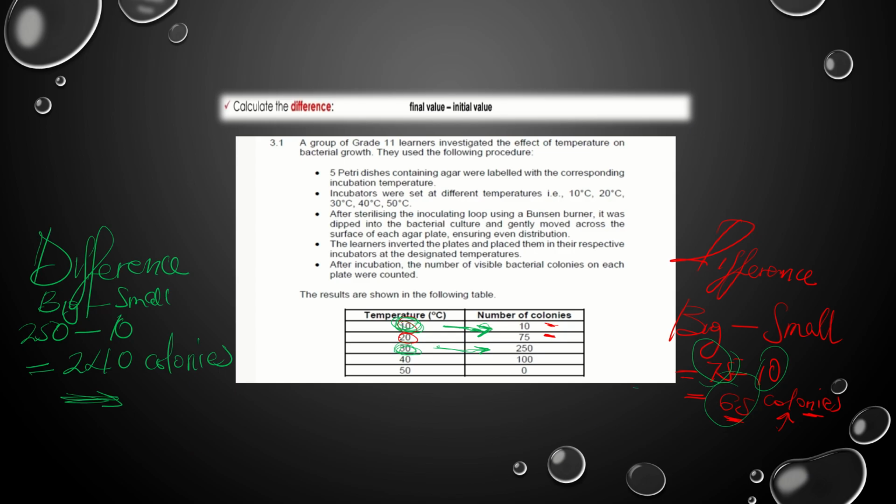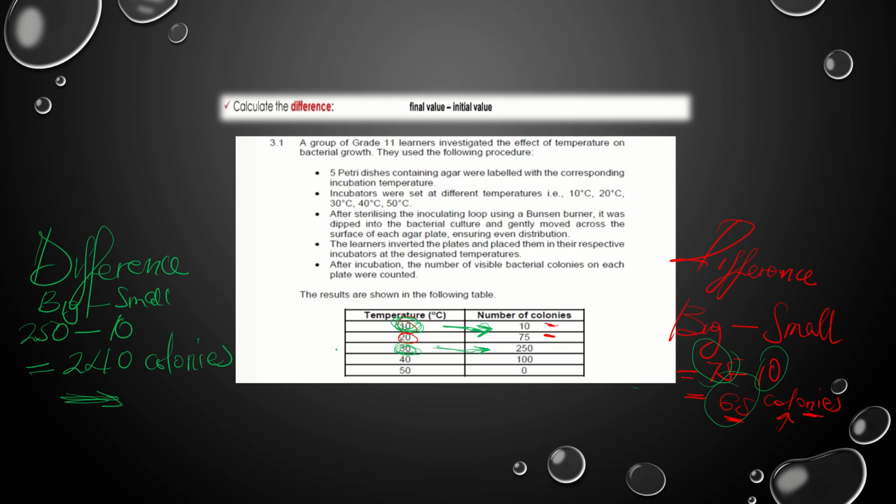So which means we have a total of 65 colonies which were added from the 10 degrees Celsius. From 10 degrees we had 10 colonies, and then by 20 degrees we've added how many? 65, such that from the 10 degrees we've had an addition of 65 colonies, which makes 75 colonies. So this is just how you calculate the difference between two values.